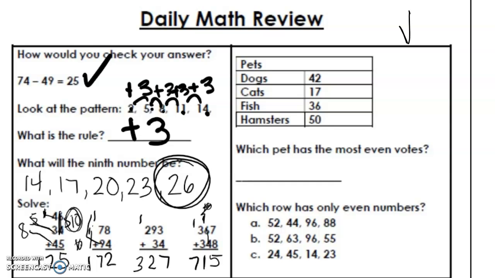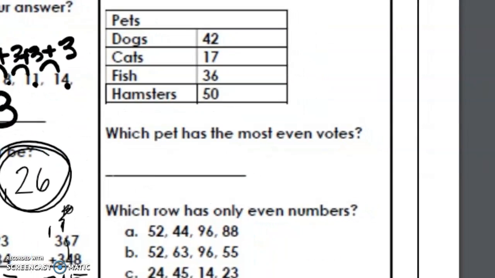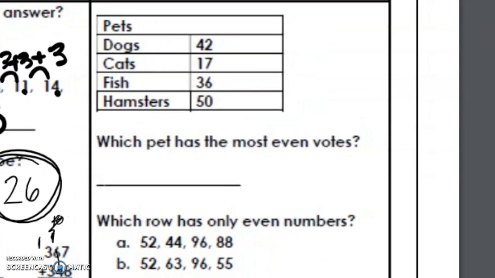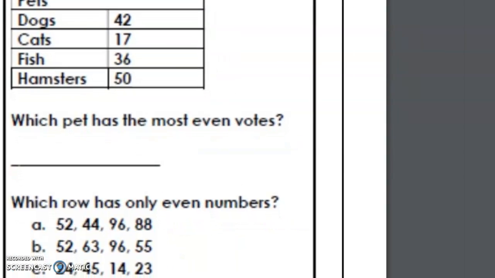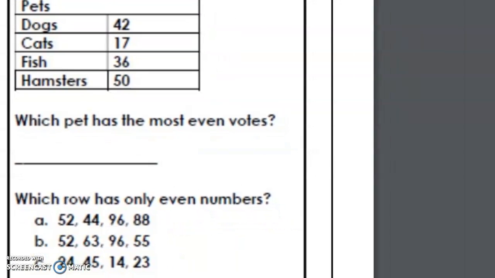Okay, now looking over here at this other box. I'm going to zoom in a little bit on it. So we have pets and we show dogs, cats, fish, and hamsters. So which pet has the most even votes is what they want to know. So is 42 even? Yes. Is 17 even? No. Is 36 even? Yes. And is 50 even? Yes. So of those, what is the highest number?